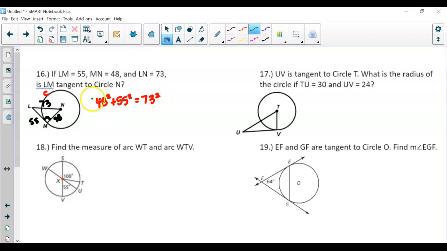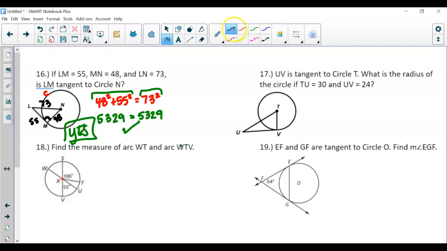So now simplifying, putting in the calculator, 48 squared plus 55 squared, you should get 5,329, which is equal to then 73 squared, which is also 5,329. So yes, that line is tangent because they are equal and Pythagorean theorem is true.